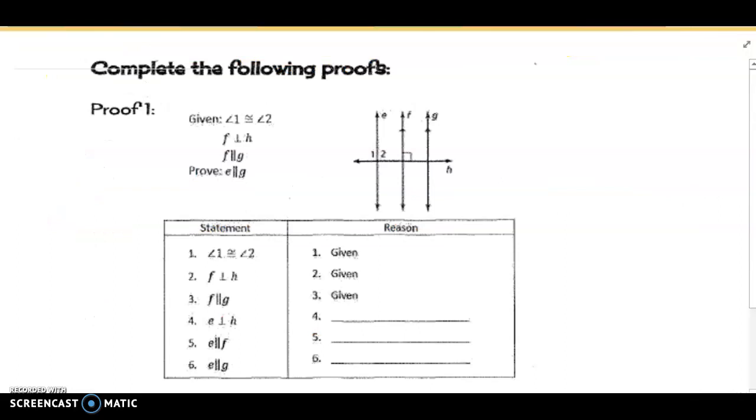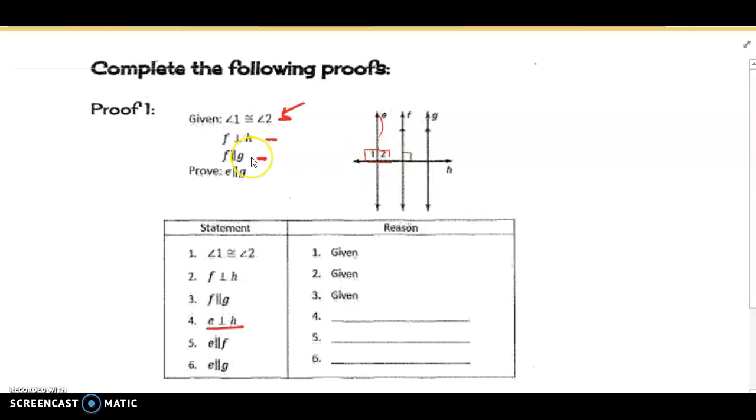All right, let's look at proof number 1. We're given that angle 1 and angle 2 are congruent, F is parallel to H, F is perpendicular to H, and F is parallel to G. On number 4, it says E is parallel to H. Well, we don't have a right angle here, so how do I know that's true? Let's go back here. We know that angle 1 is congruent to angle 2, and that angle 1 and angle 2 are a linear pair.